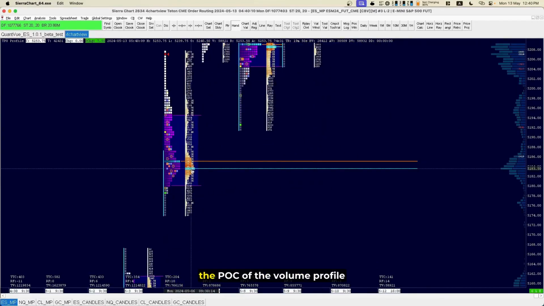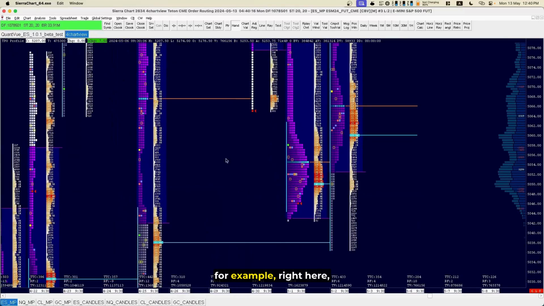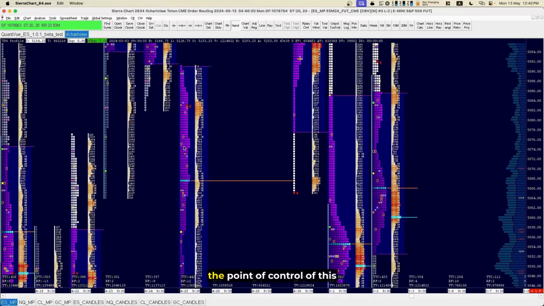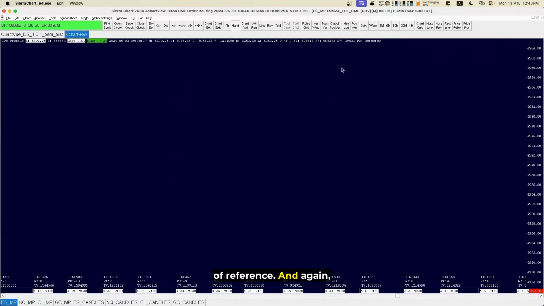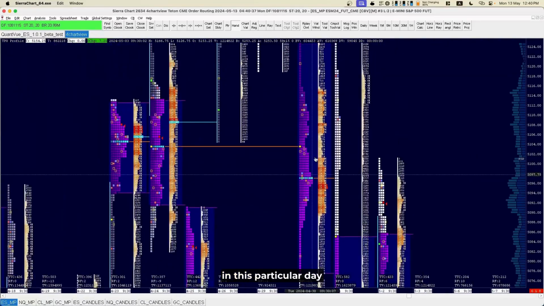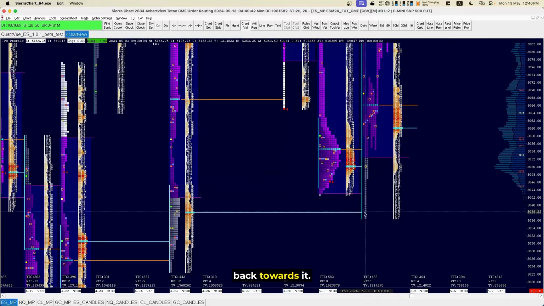As you can see, again, the POC of the volume profile and the market profile doesn't always line up. And there are some cases, for example right here, the point of control of this particular day acted as basically the bottom where the market finished. You can see here it built some value right at this point of reference. And again, the volume point of control in this particular day acts as the bottom. Okay, the market returned back towards it. This is called a naked point of control in this case because it has not been revisited and the market bounced off of it. Again, it's different. It's down here and the time point of control is up here.